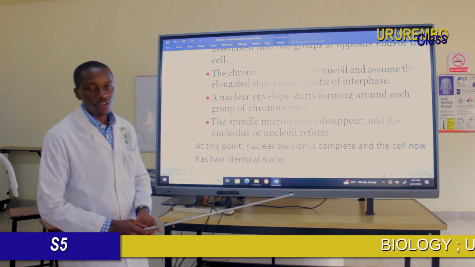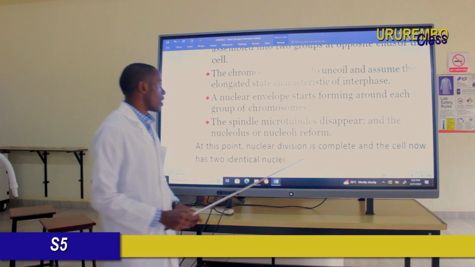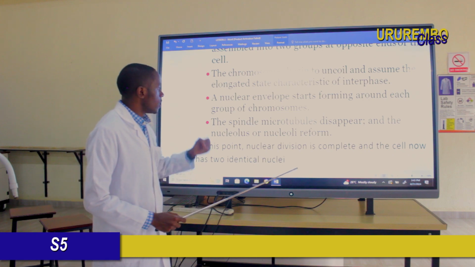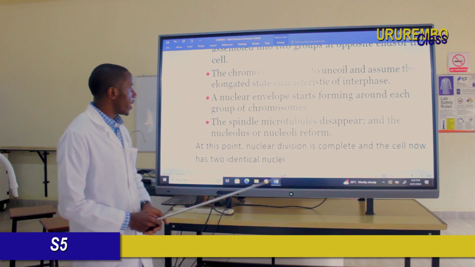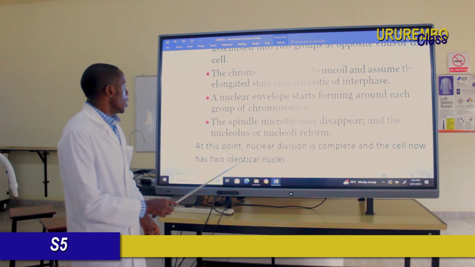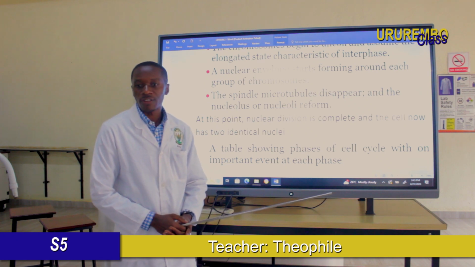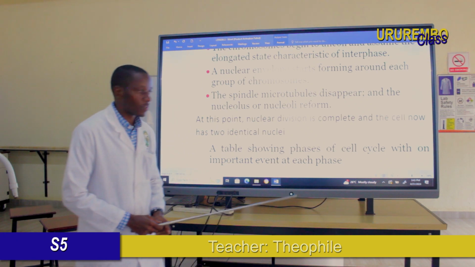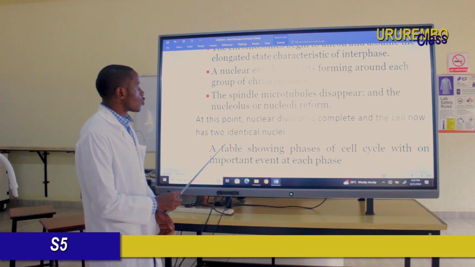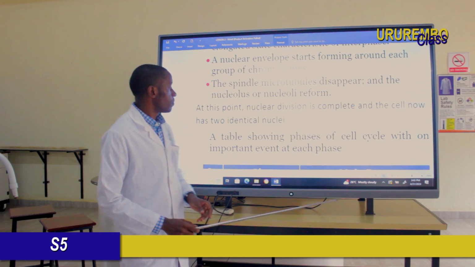In prophase, the nucleolus and the nuclear envelope disappear. But now, in the last phase, telophase, the spindle microtubules disappear and the nucleoli reform. At this point, the nuclear division is complete. It means a single cell produces two daughter cells identical in genetic material, with two identical nuclei, meaning their genetic material is the same.